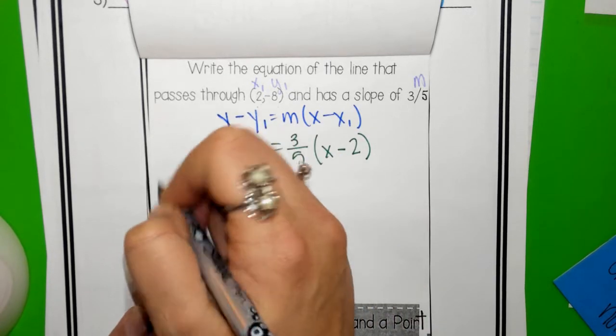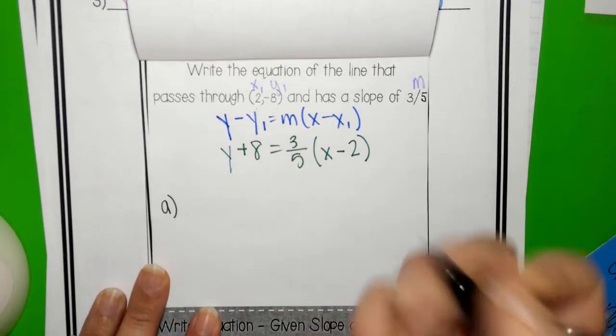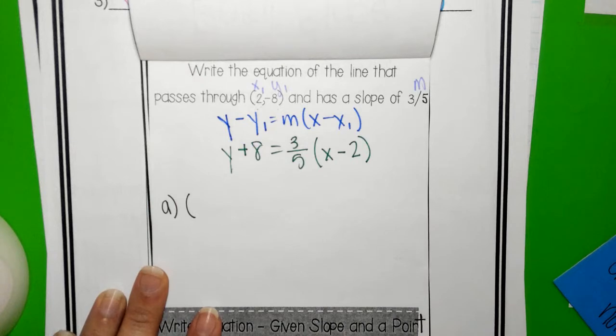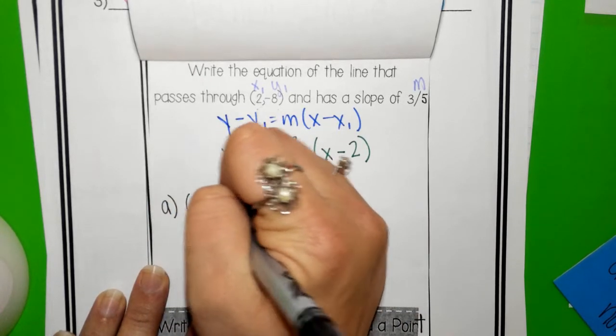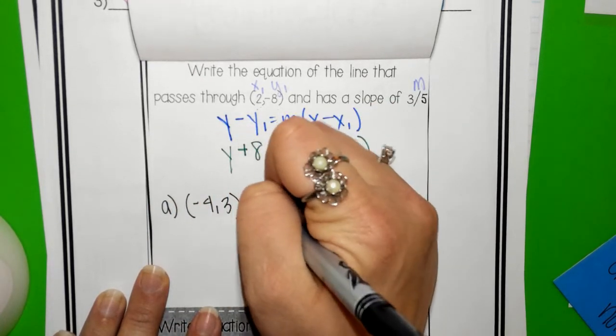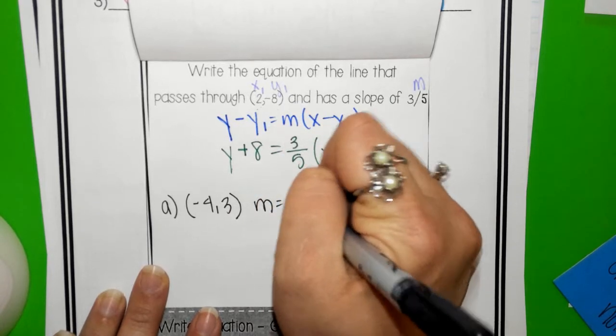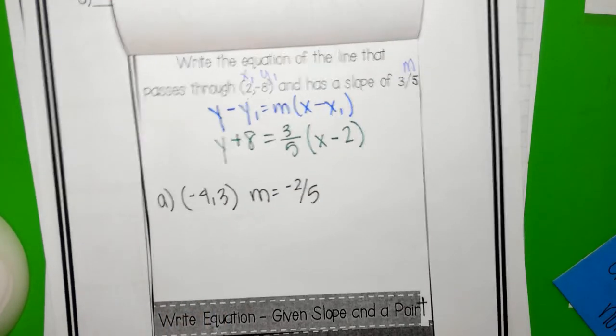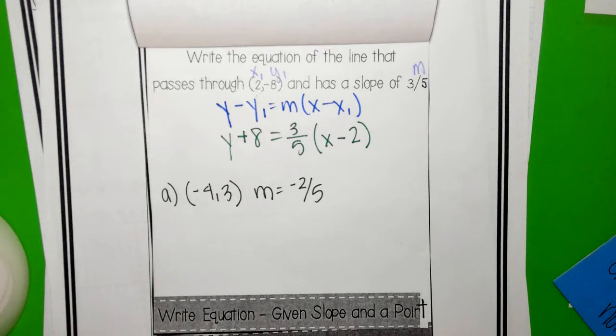Alright, so now I want you to write, we're going to call this A. I want you to write an equation in point-slope form if it passes through negative 4, 3, and has a slope of negative 2/5. Do y'all want to do it together, or you think you can try it on your own?